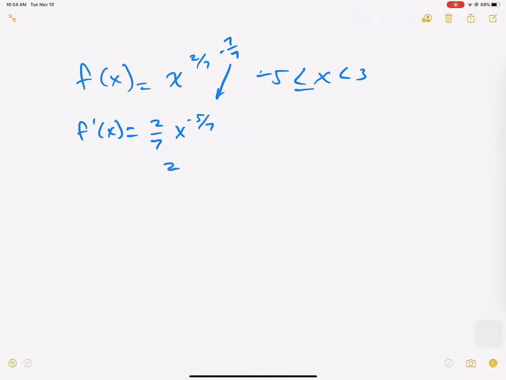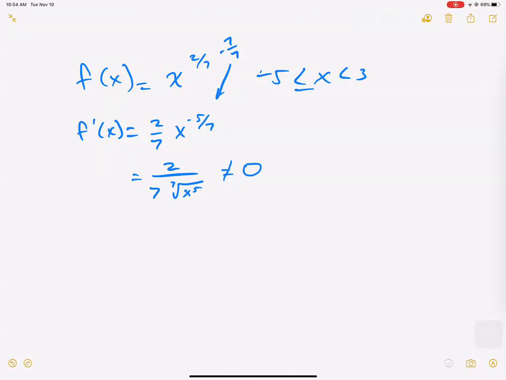Now this is 2 over 7, the 7th root of x to the 5th power, which is ugly. But one thing we know, this graph will never become 0. If I plug in 0, it's undefined. If x will never equal 0, this answer will never become 0. So we have no stationary points.